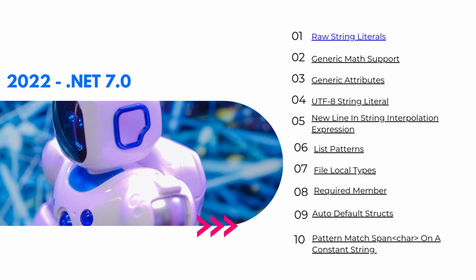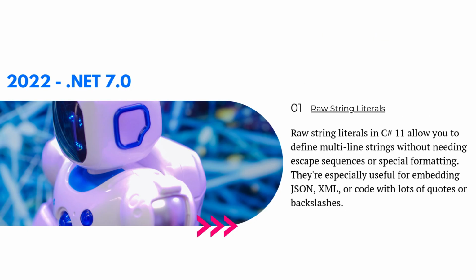C# 11.0 was launched in November 2022 with Visual Studio 2022 and .NET 7.0. Some important features of C# 11.0 are discussed in the next slides. Raw string literals in C# 11 allow you to define multi-line strings without needing escape sequences or special formatting. They're especially useful for embedding JSON, XML, or code with lots of quotes or backslashes.